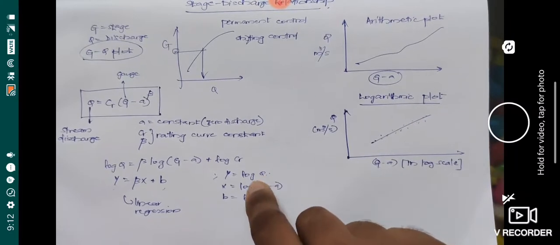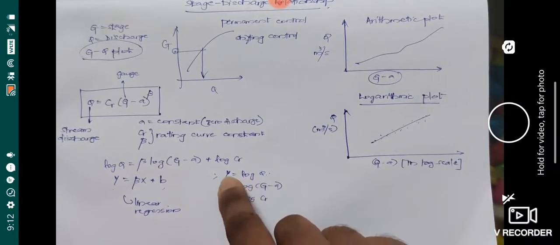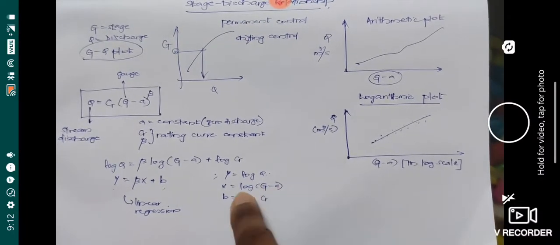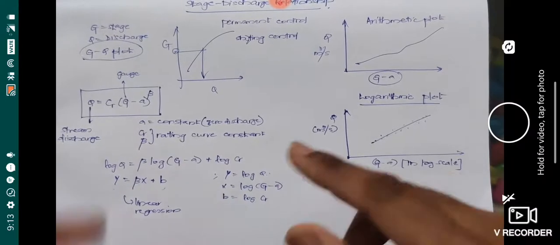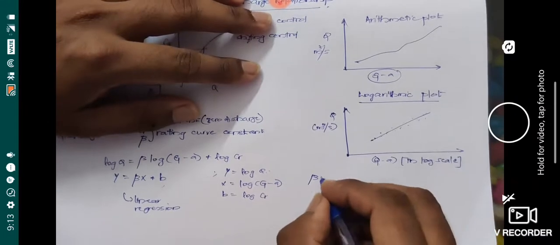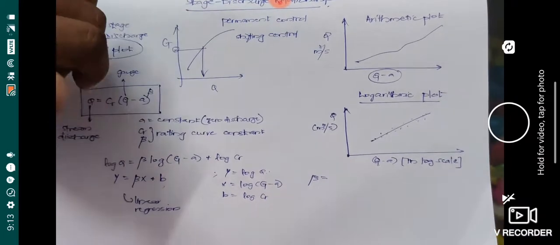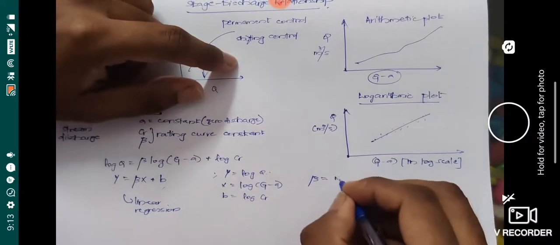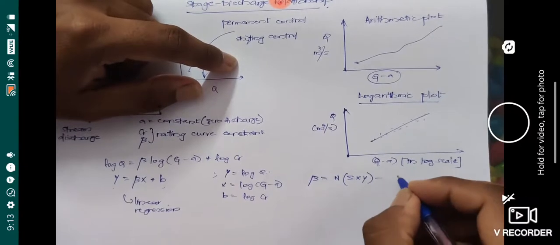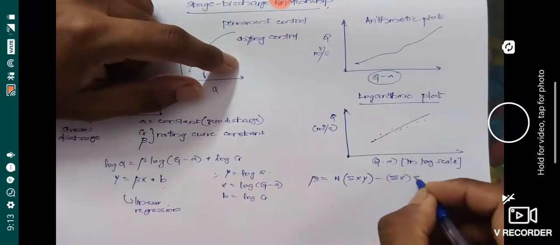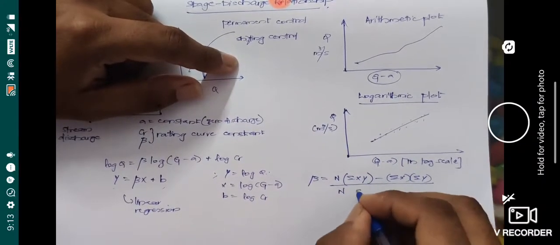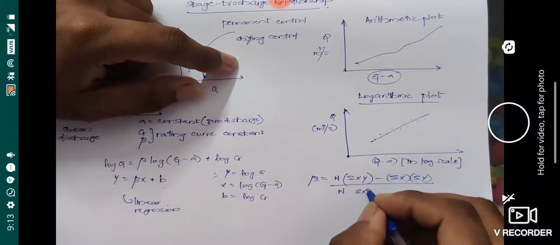Whatever Q values you have, take the log of those Q values and you'll get a set of Y values. Whatever G minus A values you have, take the log of those and you'll get X values. Then, to find beta, or the slope, by the method of least squares, it is nothing but n into sigma of xy minus sigma x into sigma y, the whole divided by n into sigma x square.